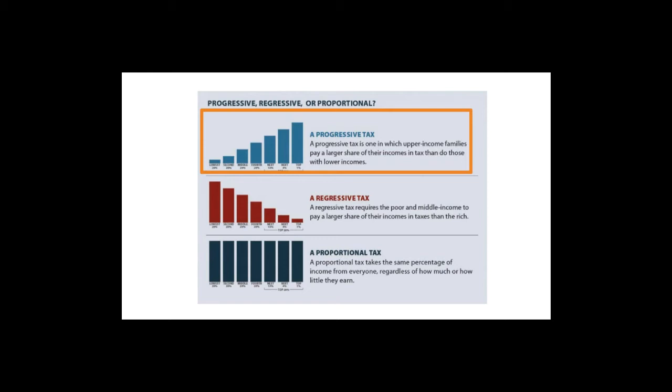What's a regressive tax? Well, a regressive tax is a tax that requires the poor and the middle income to pay a larger share of their incomes in taxes than the rich have to pay. Well, that doesn't seem right at all. Why should poorer earners need to pay a larger share of their income, right? And then finally, there's the proportional tax. A proportional tax, at least in theory, takes the same percentage of income from everyone, regardless of how much or little they earn. And we don't really see that much here in the United States. So we're really talking in this lecture about progressive versus regressive taxes. Let's take a look at that.